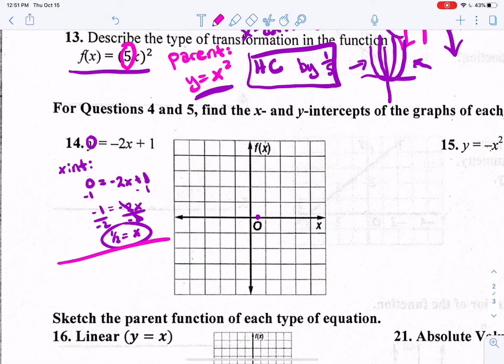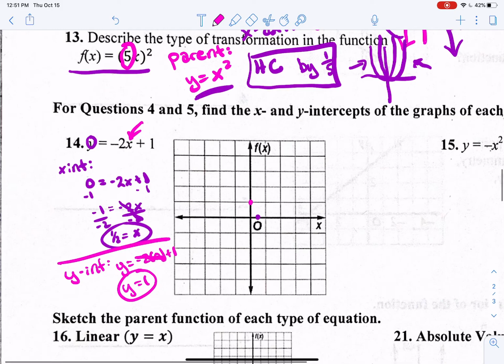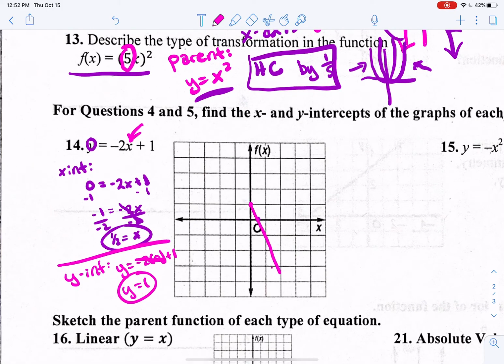I'm going to do the y-intercepts. And y-intercepts are usually easier than x-intercepts. Think about how you find the y-intercepts. Y-intercepts, you plug 0 in for the x. So I'm going to do negative 2 times 0 plus 1. Okay, negative 2 times 0 is going to go away because negative 2 times 0 is 0. So the y-intercept is just going to be 1. So I go up here to 1, and then I'm going to connect my dots like this and like that, and that's what he looks like.